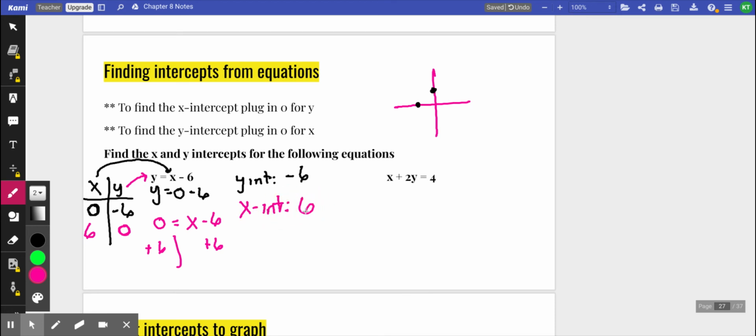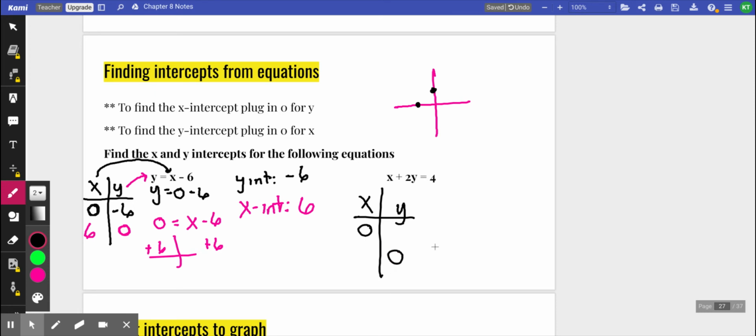Okay, so to find the y, we just plug in 0 for x. To find the x, we plug in 0 for y. All right, so see if you can do that over here. So to find the y-intercept, we plug in 0 here. To find the x, we plug in the 0 here.